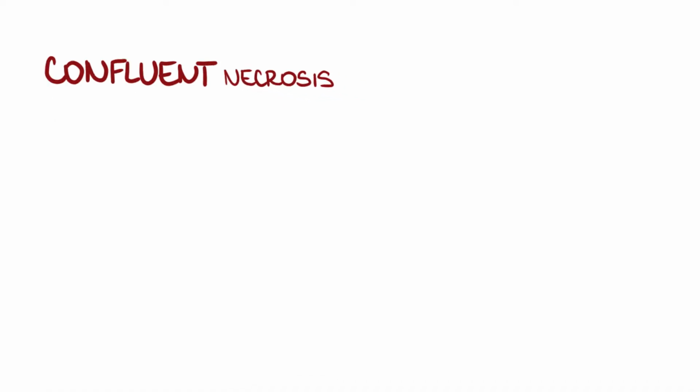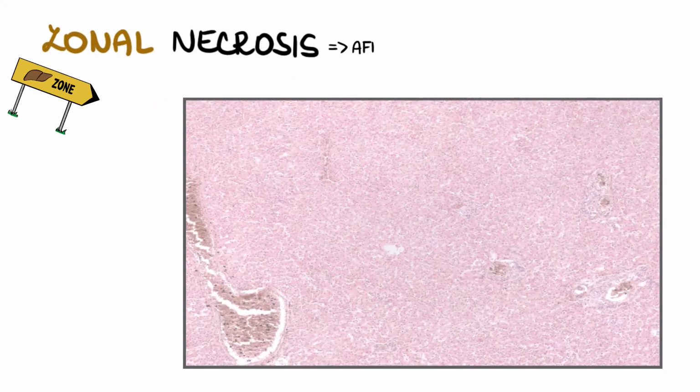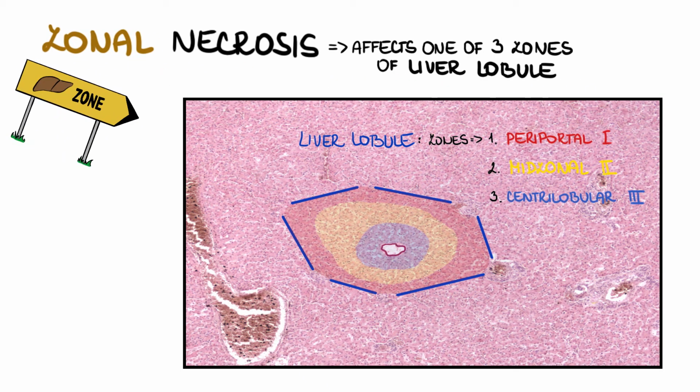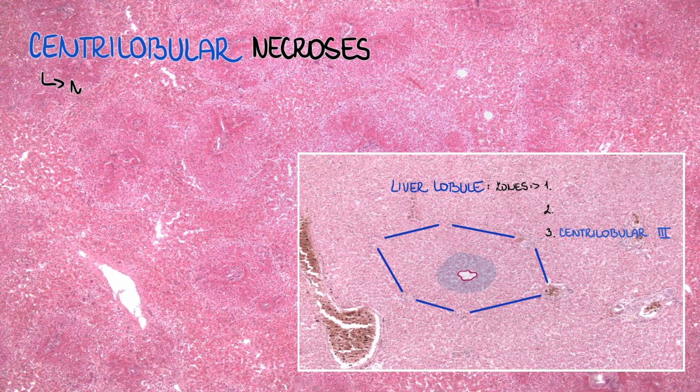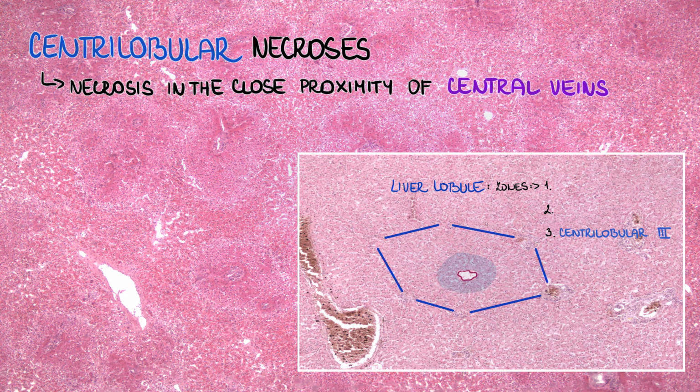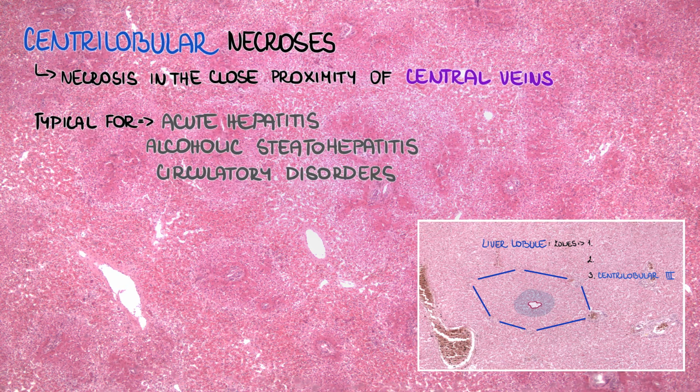In case of larger, more extensive necrosis, the term confluent necrosis is used. It can be subclassified into zonal and bridging. Zonal necrosis affects one of the three zones of the liver lobule. Centrilobular necroses are characterized by necrosis of hepatocytes in close proximity to central veins. They are typical for acute hepatitis, alcoholic steatohepatitis, or circulatory disorders such as Budd-Chiari syndrome or acute shock.